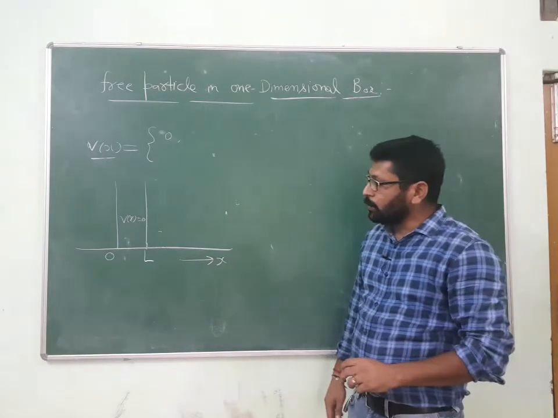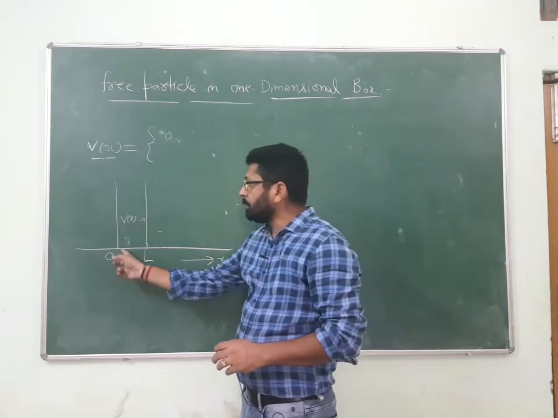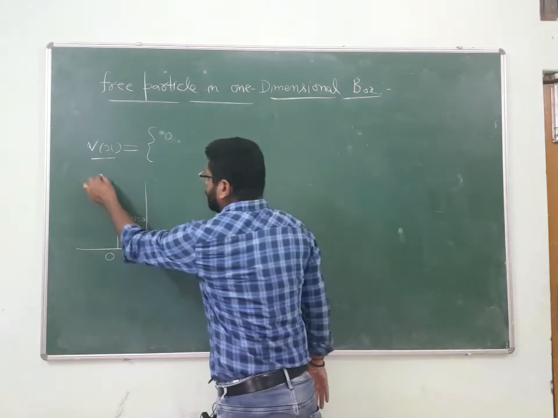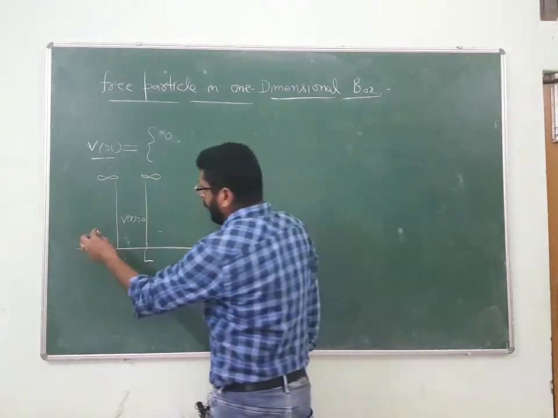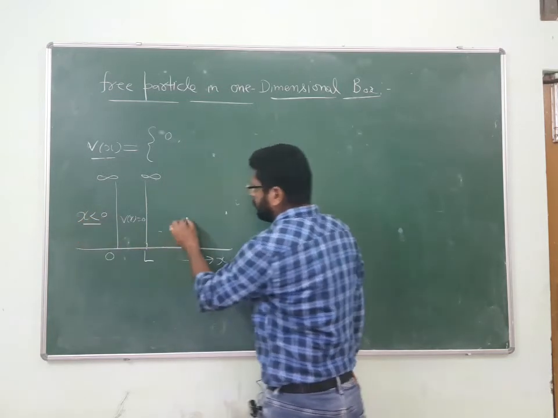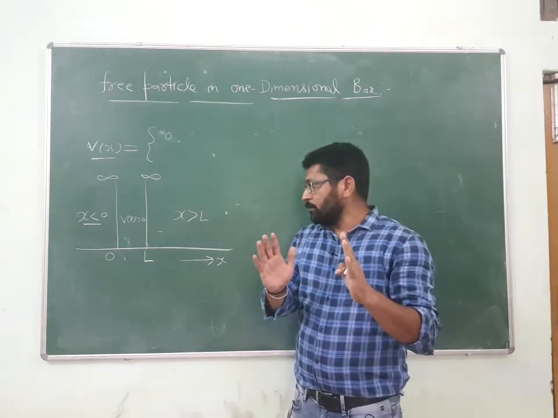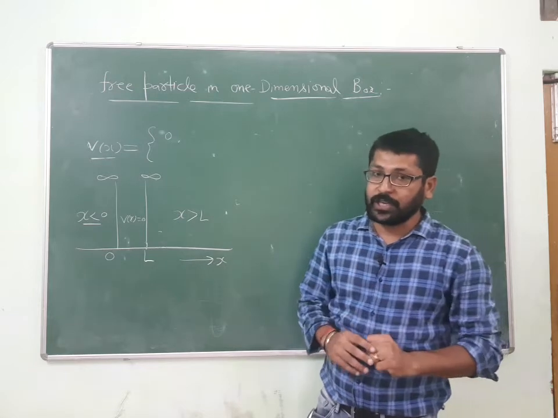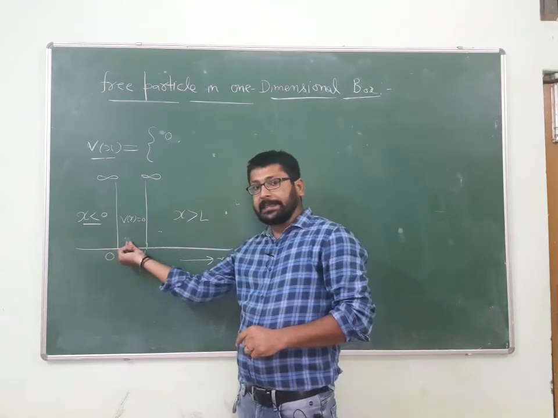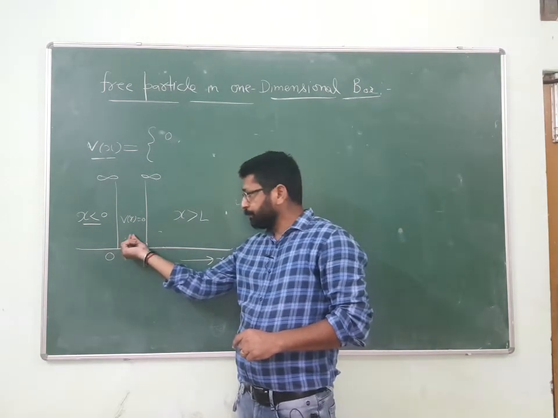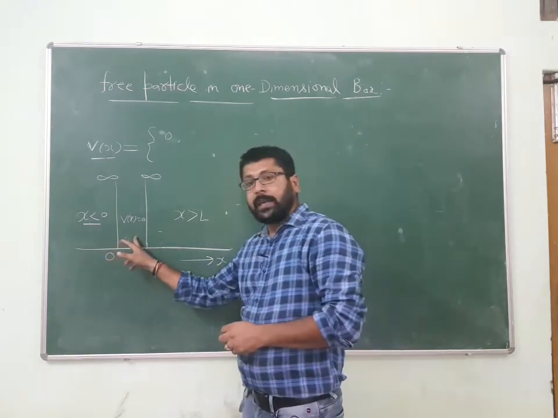But at these two boundaries, at x equal to 0 and x equal to L, the potential jumps abruptly and reaches infinity, and it will remain infinity for the region x less than 0 and for the region x greater than L. But within this range between 0 and L the potential function is 0. So our particle is in this box, and as it does not have potential energy, it only has kinetic energy and it can move along the x-axis only.